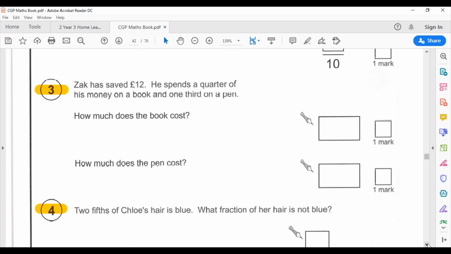So this says Zach has saved £12. He spends 1/4 of his money on a book and 1/3 on a pen. How much does the book cost? How much does the pen cost?